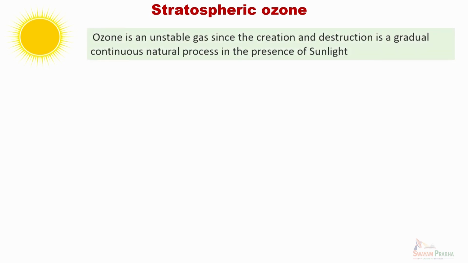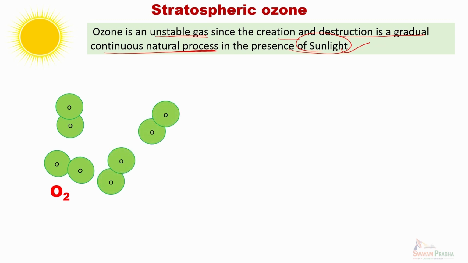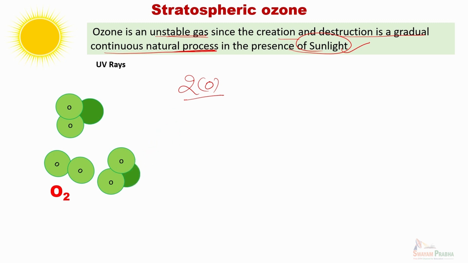The stratospheric ozone is primarily an unstable gas, and the creation and destruction is a gradual, continuous natural process in the presence of sunlight. So the oxygen which is present in our atmosphere, specifically the stratosphere, breaks apart on being struck by UV rays into highly reactive atoms. So when one oxygen molecule is struck by UV rays, it breaks up into two oxygen atoms, and these highly reactive oxygen atoms readily recombine with other oxygen molecules to produce the triatomic allotrope of oxygen, which is called ozone. So this is a continuous process wherein the oxygen is continuously broken apart and recombined to form O3, ozone, in the presence of UV rays in the stratosphere.